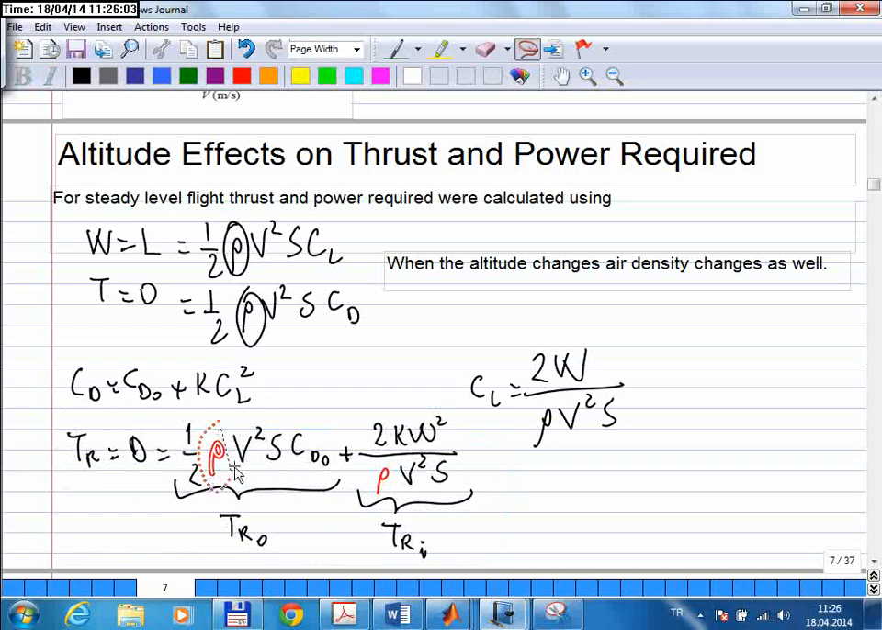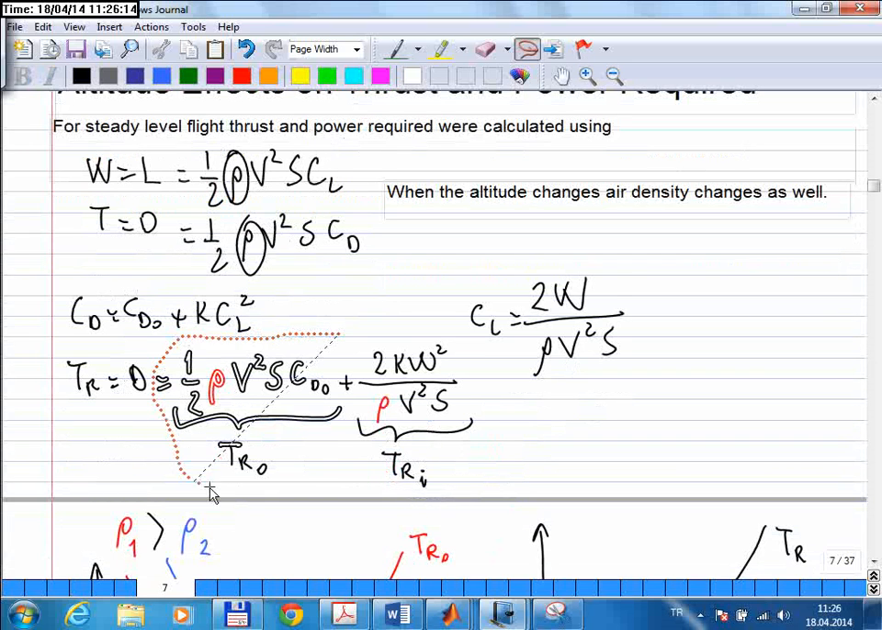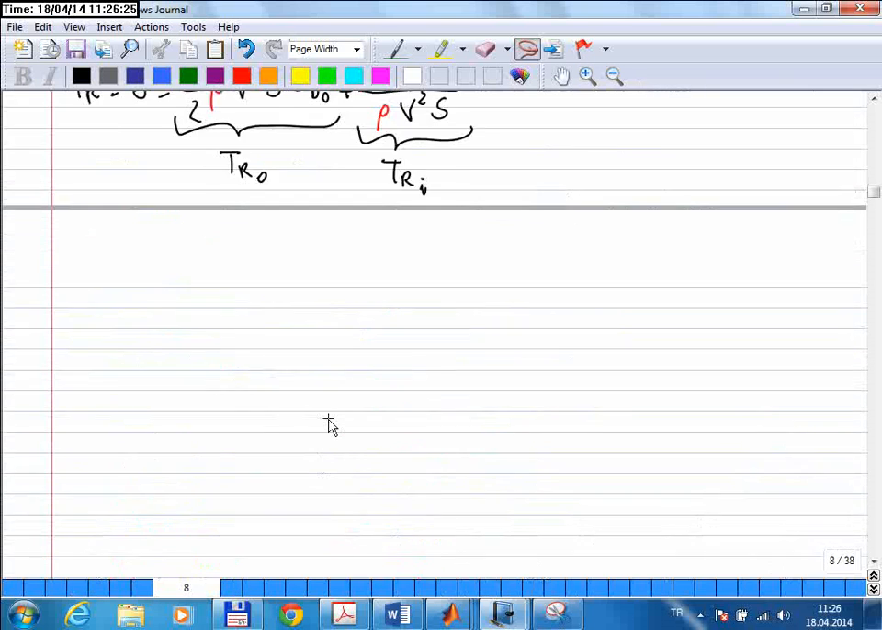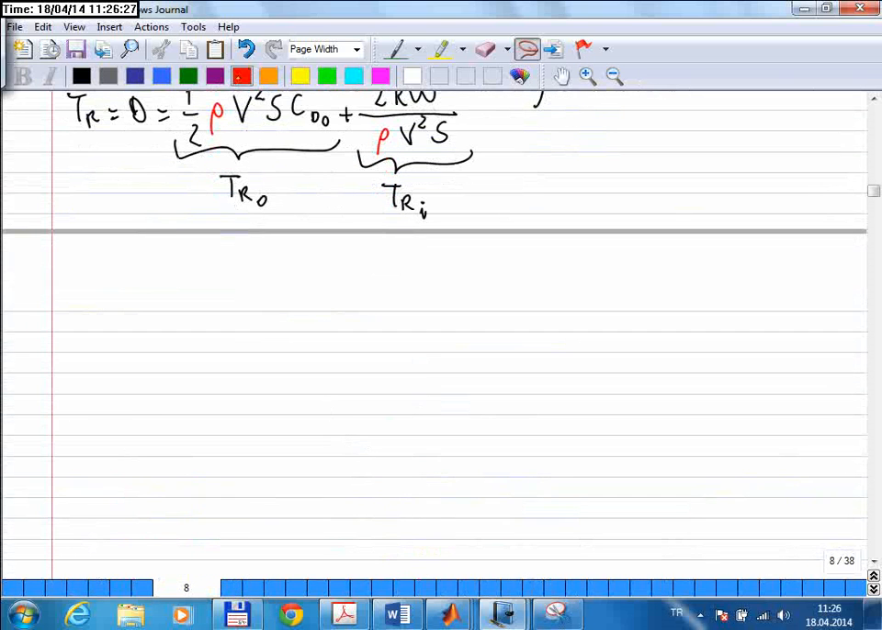So I highlighted the rho values. So in this equation, we have rho appearing in both of these two components of the drag force, the parasite drag force and the induced drag force. So let's say that we obtained a plot. Suppose that we have a thrust required curve obtained at a certain altitude or obtained at a certain air density value.